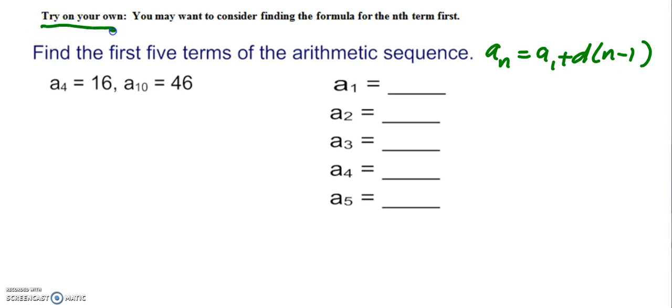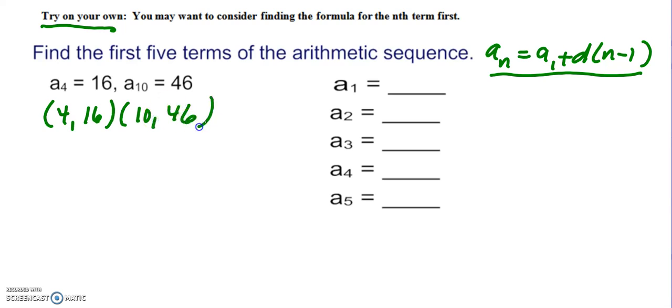So this one I want you to try on your own, but first, the goal is to find the first 5 terms. But before we can do that, we need to find the equation, which is what we were just working on. And just like the previous examples, I gave you 2 points, unfortunately, that are not the first term. So on the 4th term, the output is 16. On the 10th term, the output is 46.